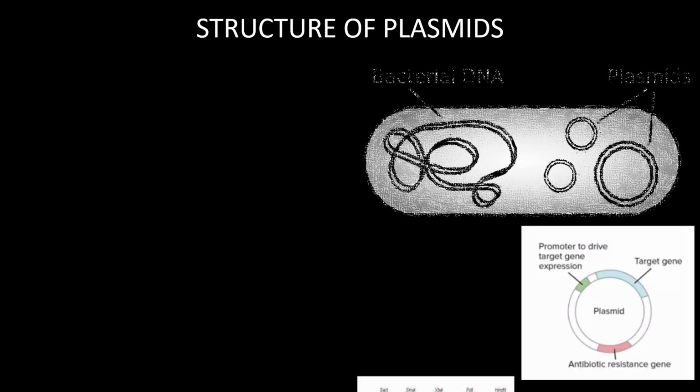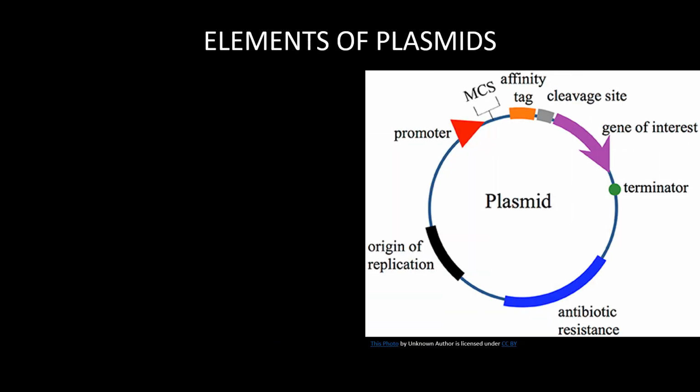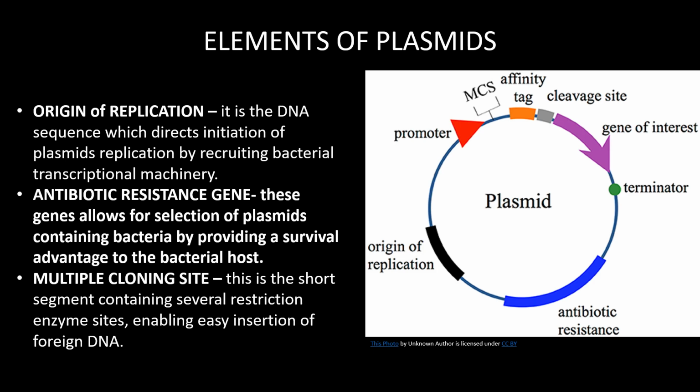The structure of plasmids. Now, molecular biologists have been able to insert custom-built restriction sites into the plasmid so they can be used to clone DNA fragments from genes, and thus to propagate those DNA pieces. And plasmids only need an origin of replication and useful genes to be considered complete elements. Starting with the origin of replication, it is the DNA sequence which directs initiation of the plasmid's replication by recruiting bacterial replication machinery.